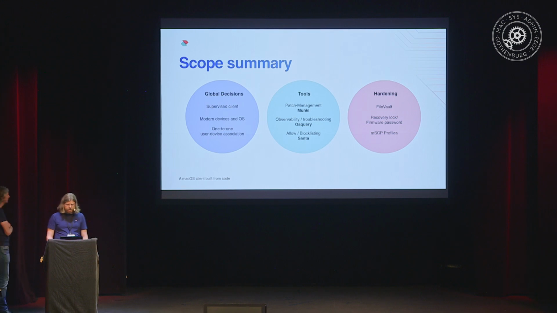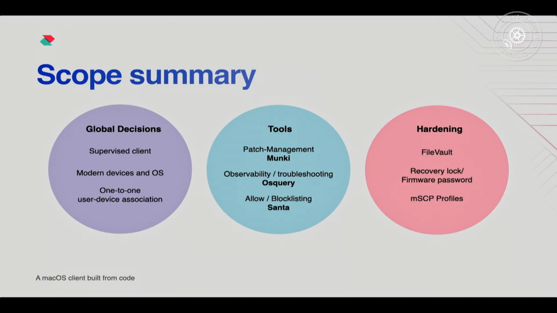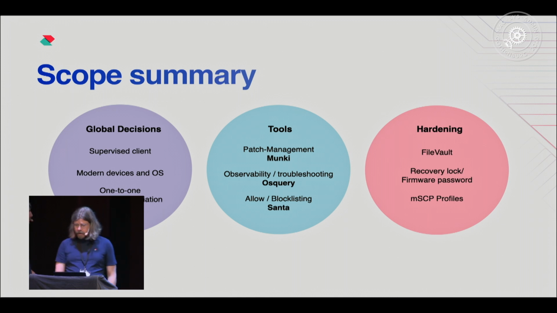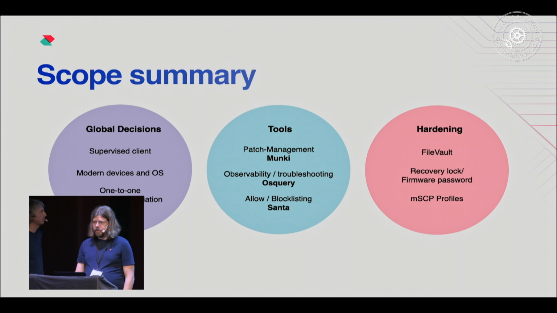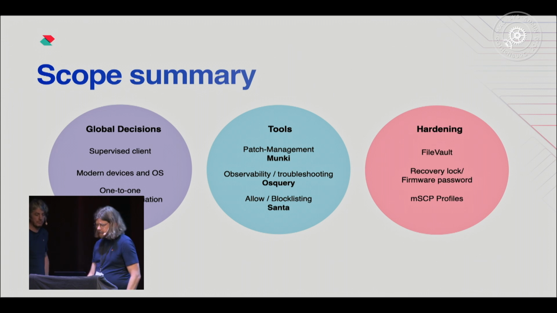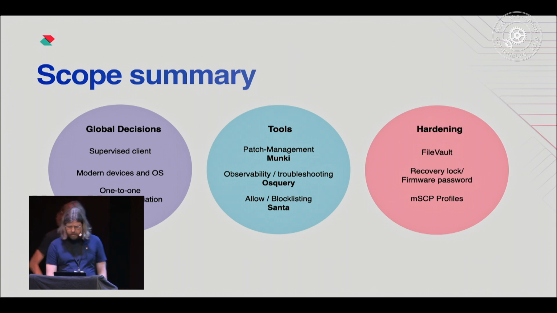So here's a summary of what our client as code looks like. Our global decisions are, we've got a supervised client, modern devices, and one-to-one user device association. Our tools are the classic mix, Munki, Osquery, and Santa. And for hardening, we've got FileVault, Recovery Lock, mobile configs. Yeah, pretty straightforward. And now I'm going to hand over to Eric, who's going to talk through the process.